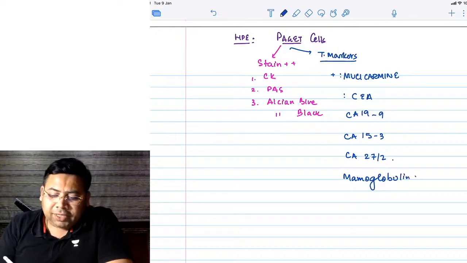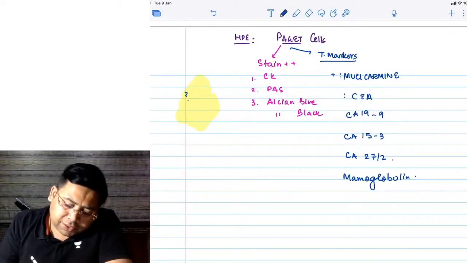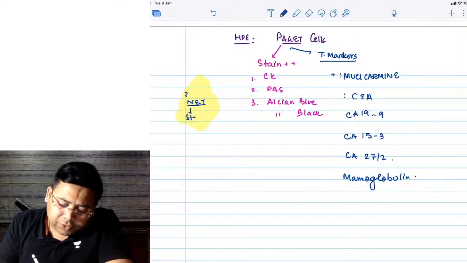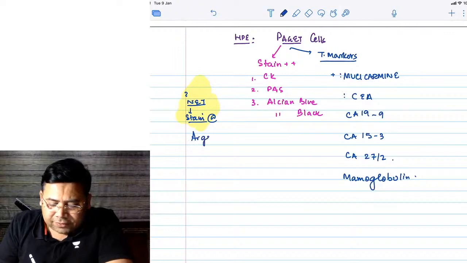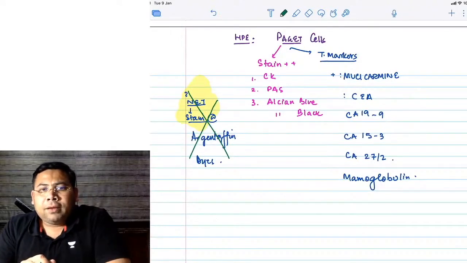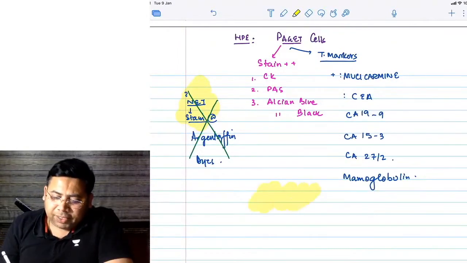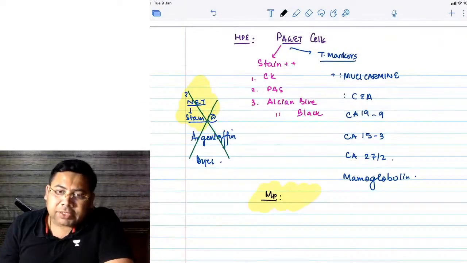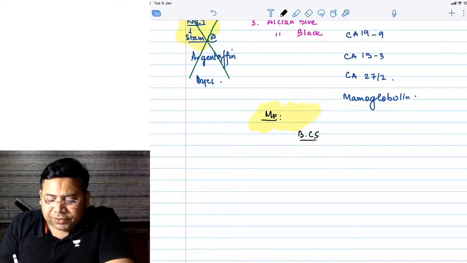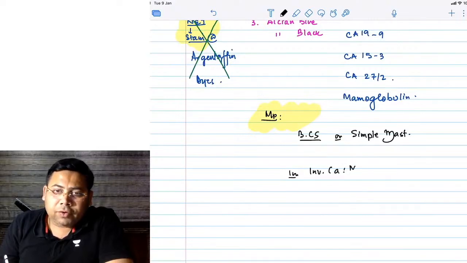But when it comes to silver dyes, who stains with the silver dyes? Yeah, argentaffin. It's the neuroendocrine tumors which stain for argentaffin dyes. And always remember that Paget's is not a neuroendocrine tumor. Is that clear? One very important thing: what is the basic management? The basic management is BCS, breast conservation surgery, or simple mastectomy. In case of invasive tumors, in invasive cancer, you have to go for MRM.